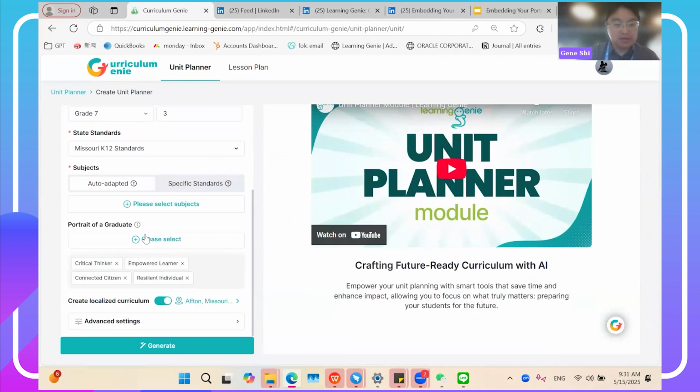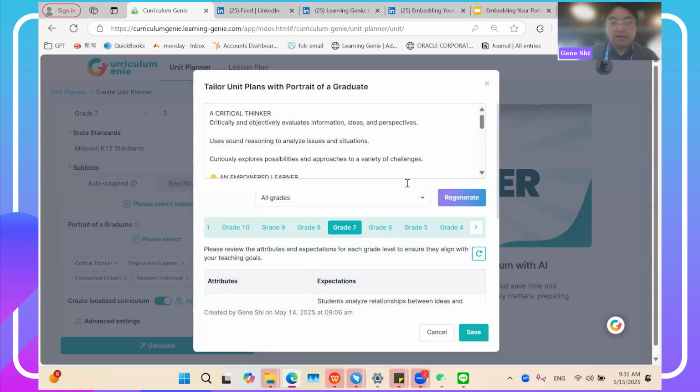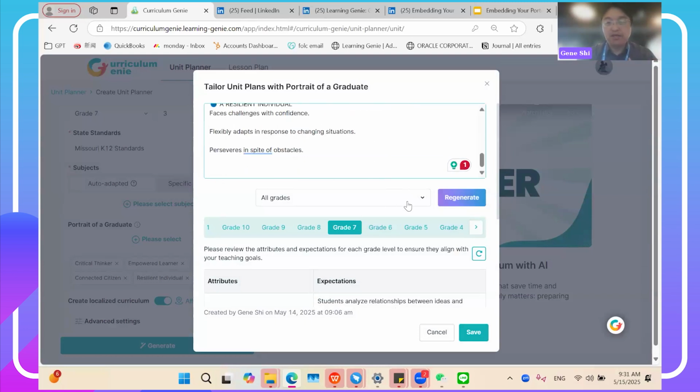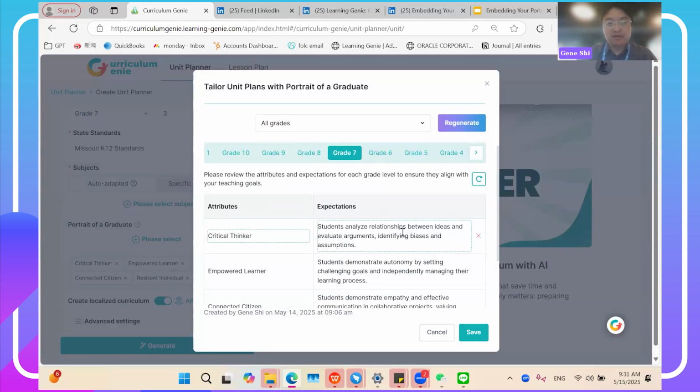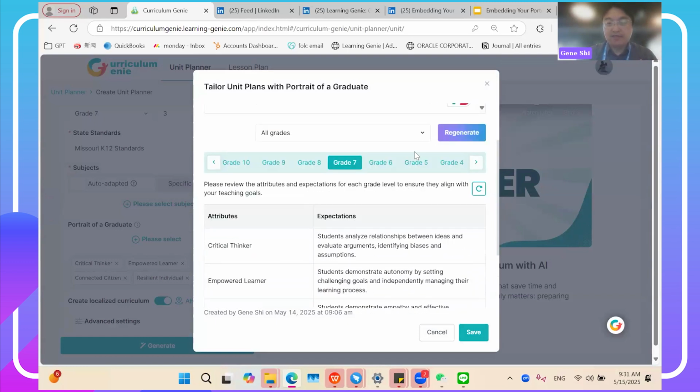Here I want to showcase the Portrait of Graduate. I just pre-copied the Parkway Schools Portrait of Graduate into the AI. And one thing we did is let the AI try to understand, for the 12th grader, how that actually will mean something different for each grade band. Even this can be integrated into K-12, younger, like elementary school.